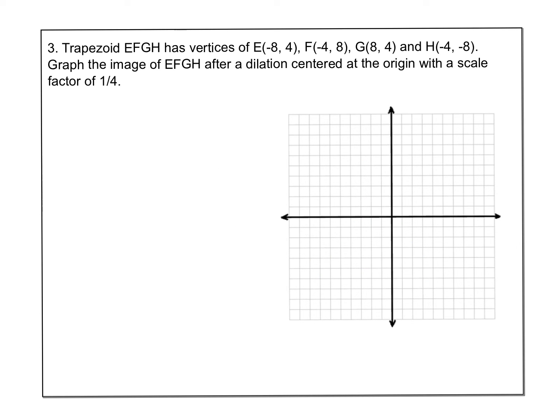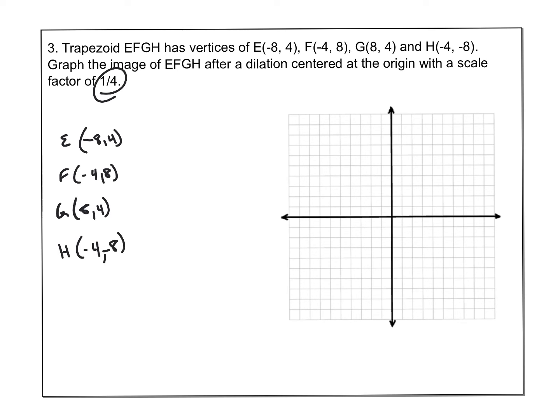So now factor of 1/4 means I'm going to divide everything by 4. So E is going to be negative 8, 4. F is going to be negative 4, 8. G is going to be 8, 4. H is going to be negative 4, negative 8. So now multiply everything by 1/4.